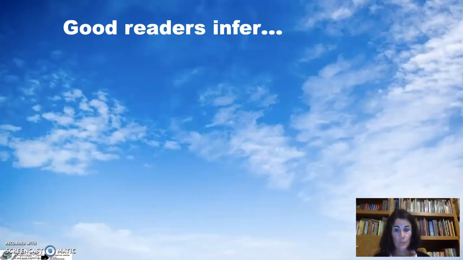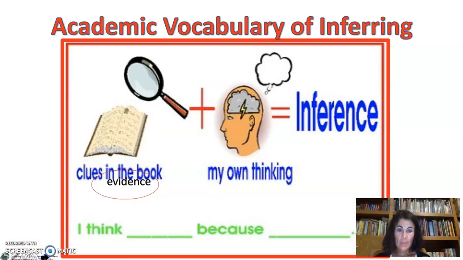Well, first of all, good readers infer. They make connections between the evidence of the text and their background knowledge and experiences. For example, when the reader views the evidence in this image of the blueness of the sky and the wispy white clouds, the reader infers the day will be pleasant or nice, right? Well, that information is not right there.